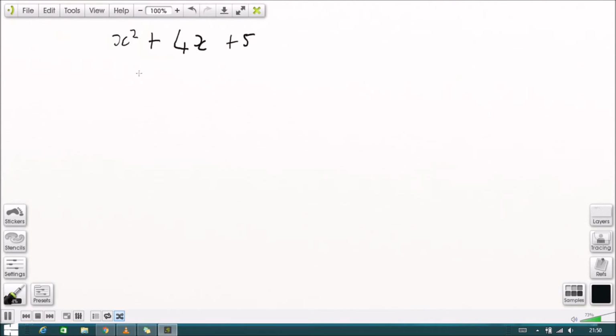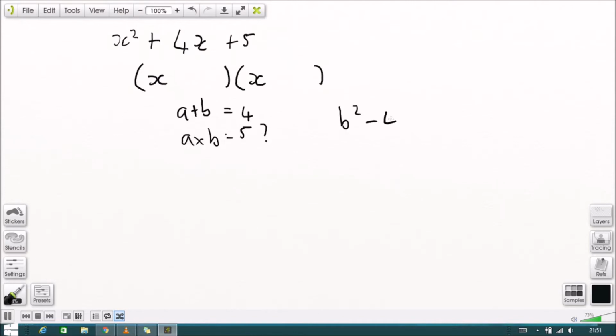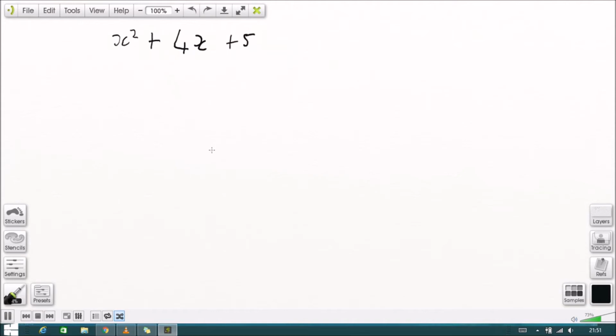But what if I change this equation up, and now I've got x squared plus 4x plus 5? How do you factorize that? What two numbers can you add together to give 4 and multiply together to give 5? Now if we do b squared minus 4ac, we're going to get a number less than 0, which means we've got 0 real roots. So let's explore that a little bit further.